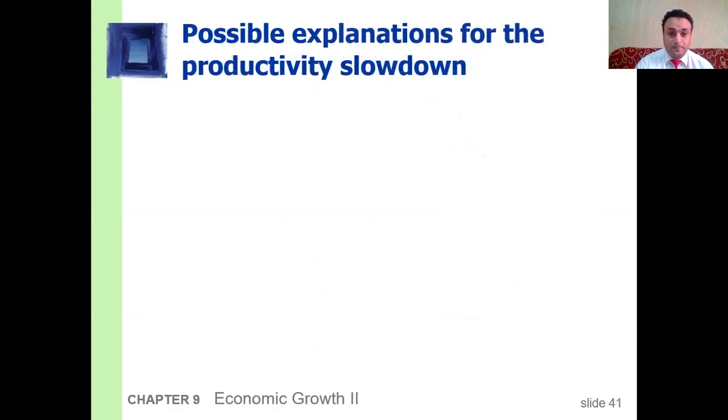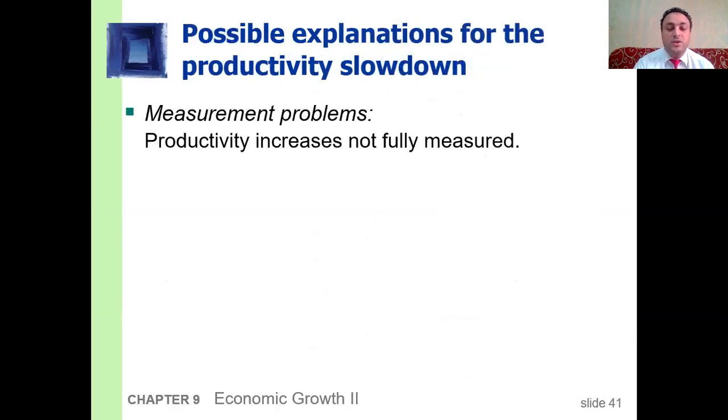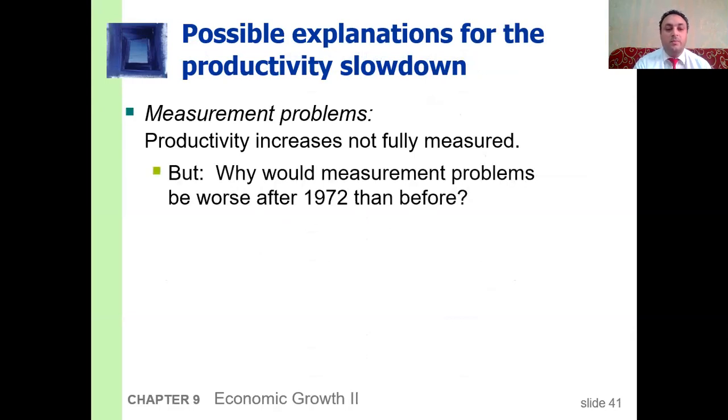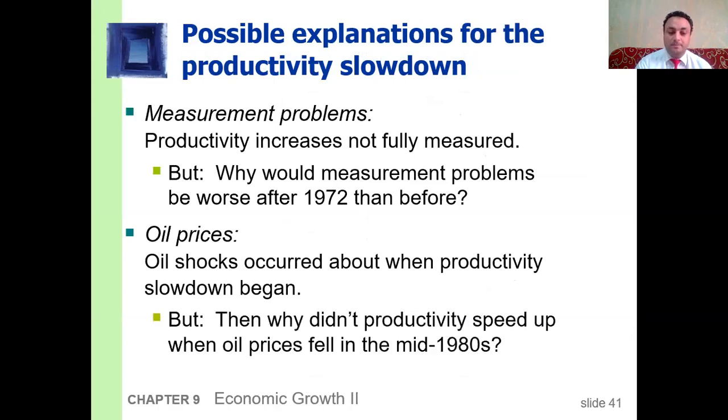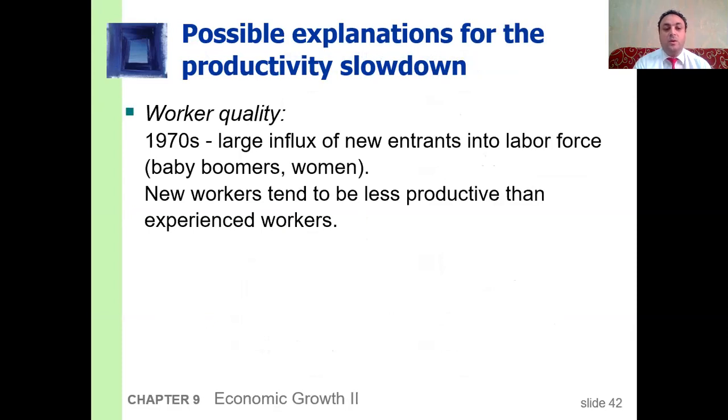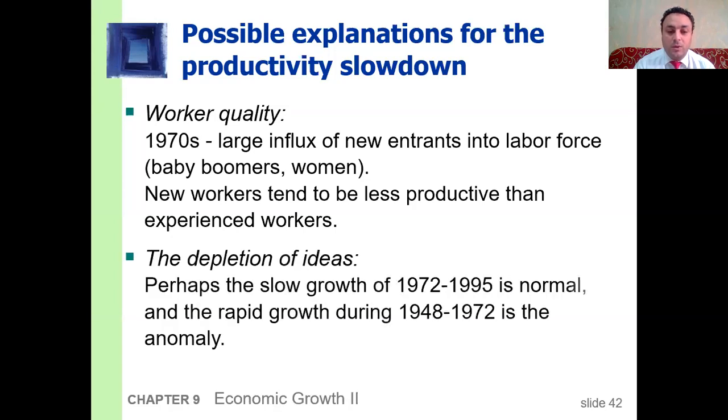Why? There are some possible explanations like measurement problems. Maybe productivity increases are not fully measured, or oil prices, like oil shocks, occurred about when the productivity slowdown began. Okay, also the workers' quality, as in the 1970s, a large influx of new entrants into the labor force like baby boomers or women. These new workers tend to be less productive than the experienced workers.